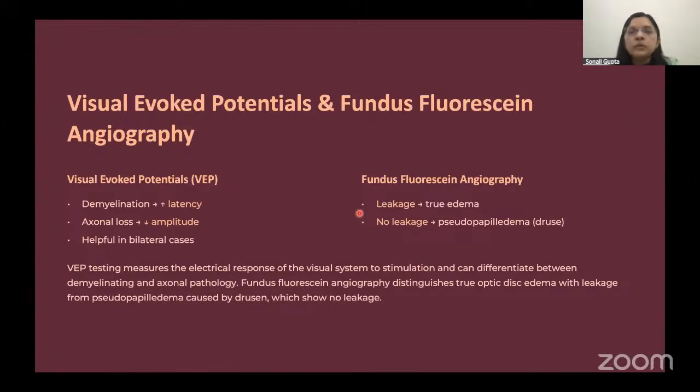If we are still not sure what is going on, sometimes we do need to take the help of VEP and FFA, which is not very routinely needed because once we know the visual functions are compromised, in VEP the latency and amplitude usually show changes. But they are helpful either in bilateral cases where you are not appreciating RAPD, in children, or in cases of unreliable vision. Fluorescein angiography can help to differentiate between true disc edema and pseudopapilledema.